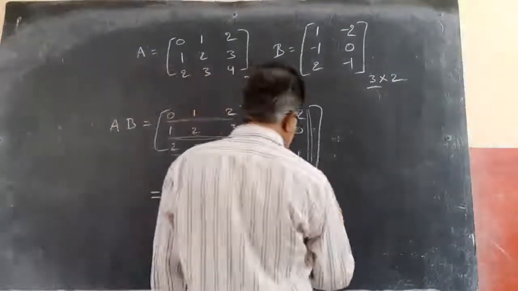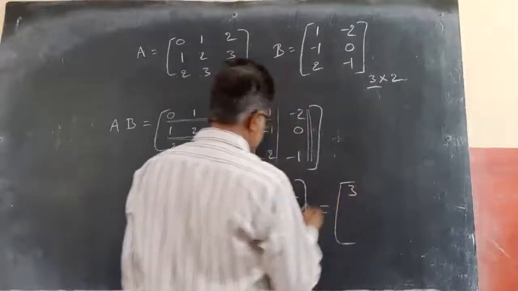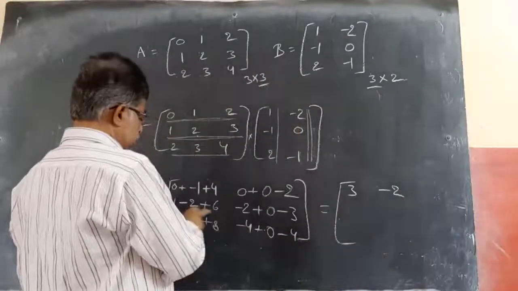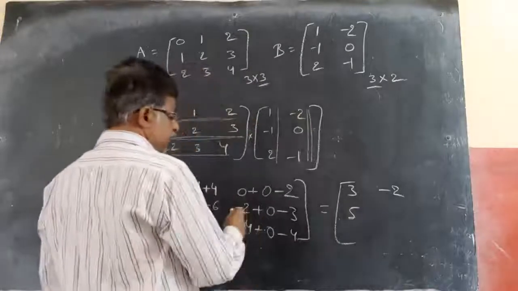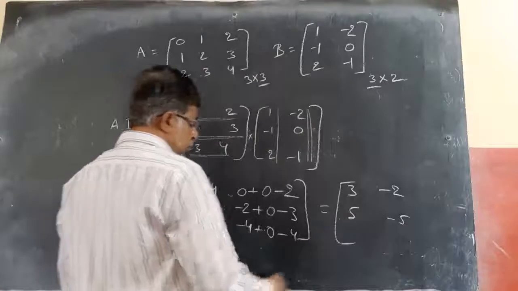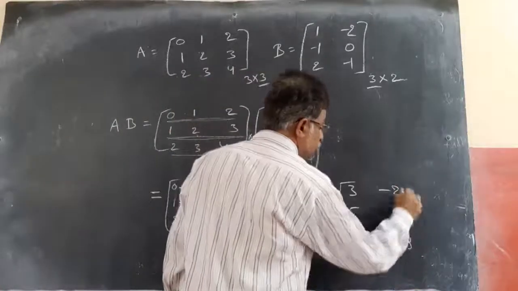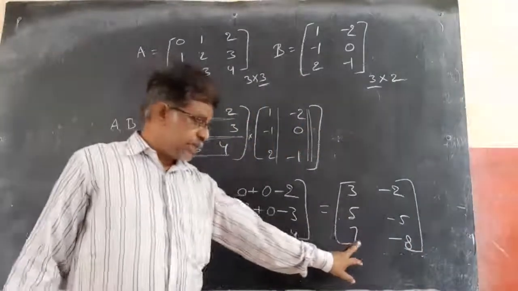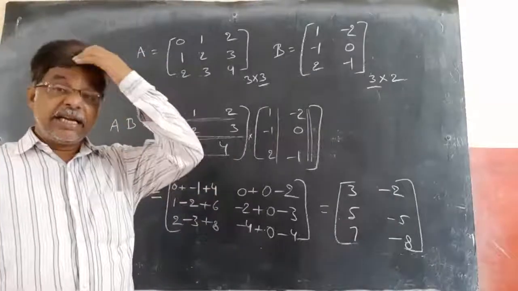So AB equals: we got minus 1 plus 4, 3; minus 2. And this is 6 plus 1, 7, minus 2, 5; and this is minus 5. This is 8 plus 2, 10, minus 3, 7; minus 8. So this is called AB. Now this is a matrix A into B.